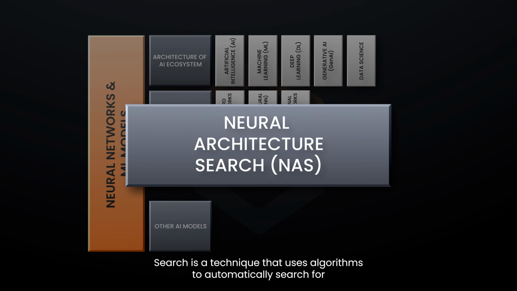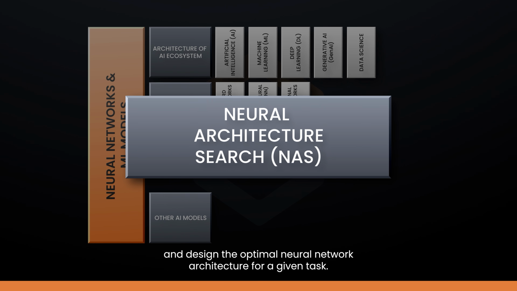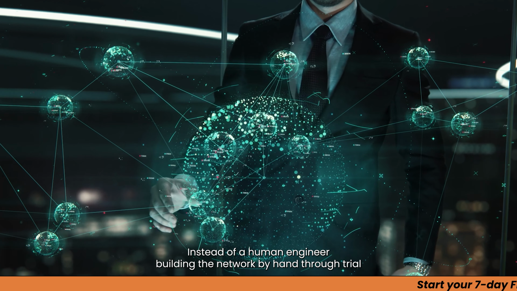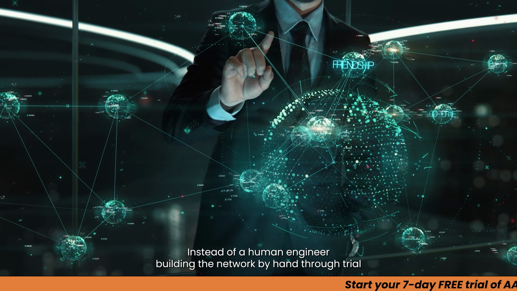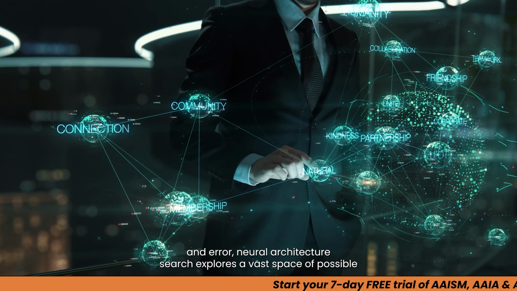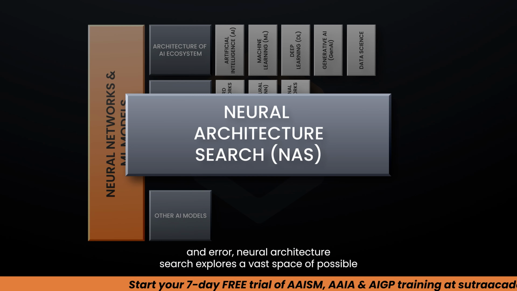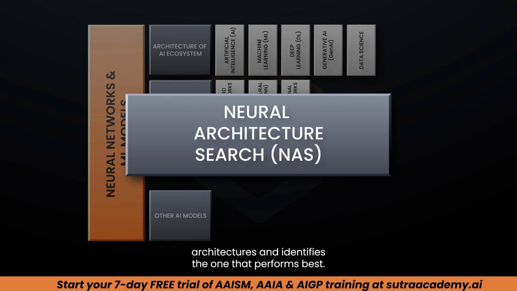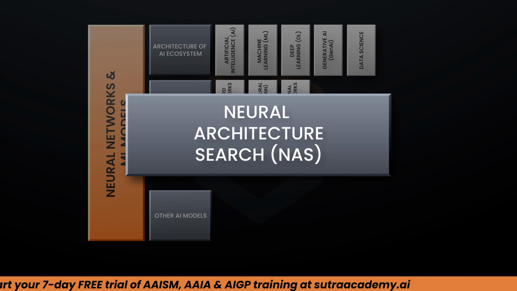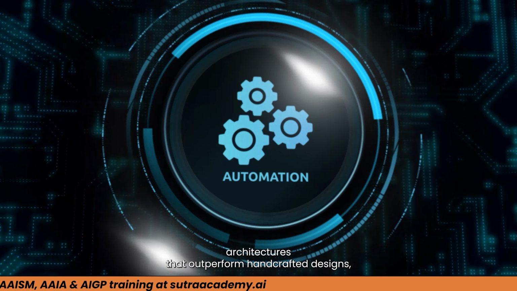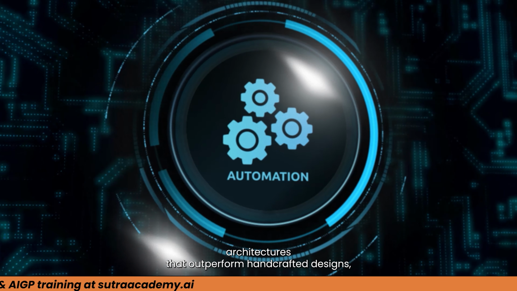Neural architecture search is a technique that uses algorithms to automatically search for and design the optimal neural network architecture for a given task. Instead of a human engineer building the network by hand through trial and error, neural architecture search explores a vast space of possible architectures and identifies the one that performs best. This automation accelerates development and often produces architectures that outperform handcrafted designs.